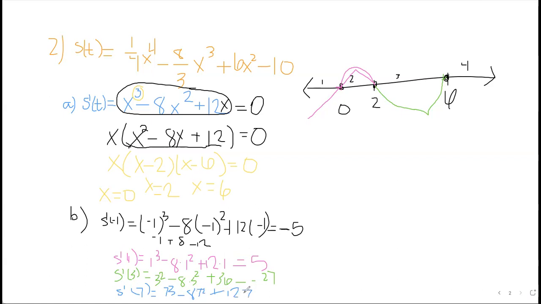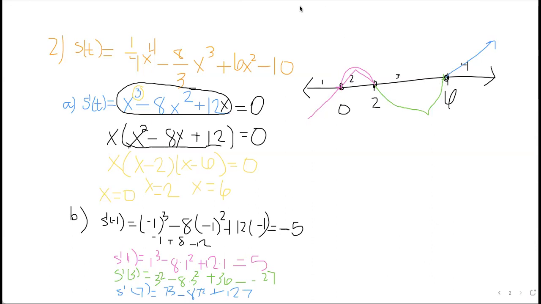Okay, so 7 cubed is going to give me 343, and then subtract 8 times 7 squared will give me -49, but then I need to add on 12 times 7, which gives me 835. So we're back into the positive range over here. Okay, so this is what your function would look like in the way that it's going.